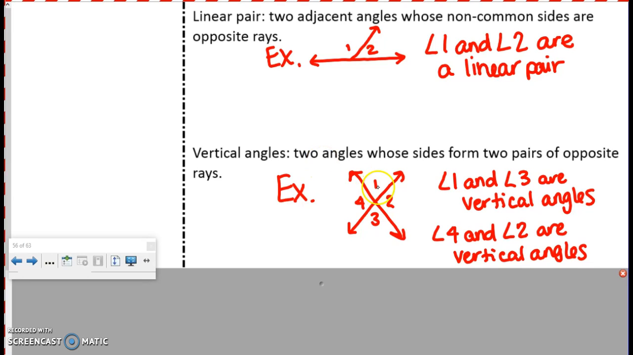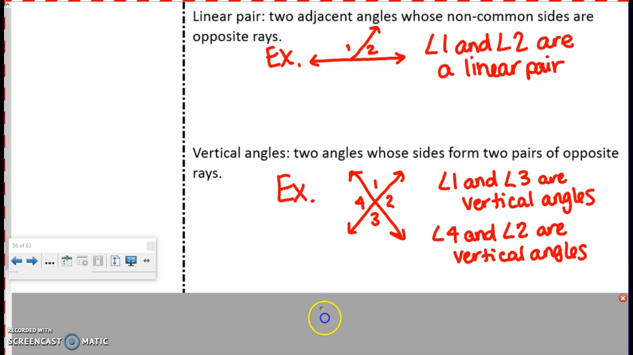So if I'm looking at angles 1 and 3, whose sides form two pairs of opposite rays, this side of angle 1 and this side of angle 3 are opposite rays because they form a straight line. And this side of angle 1 and this side of angle 3 form a straight line, so those are opposite rays. So that's what the definition is telling us. Okay?